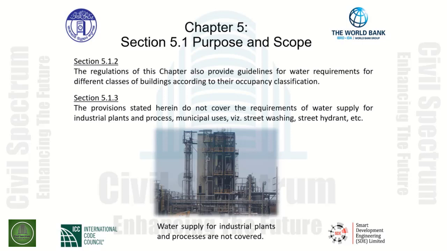5.1.2. The regulations of this chapter also provide guidelines for water requirements for different classes of buildings according to their occupancy classification. Water requirements for daily domestic use of a building shall be assessed on the basis of one or more or a combination of the following. This is where we estimate the water supply usage.